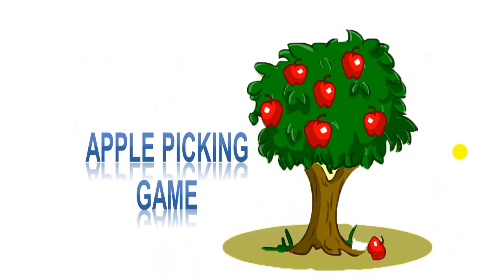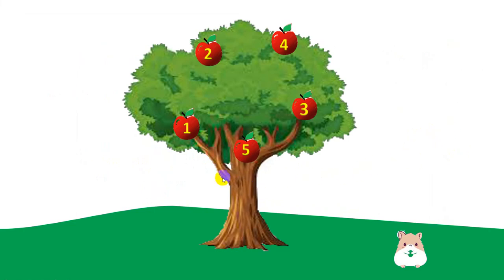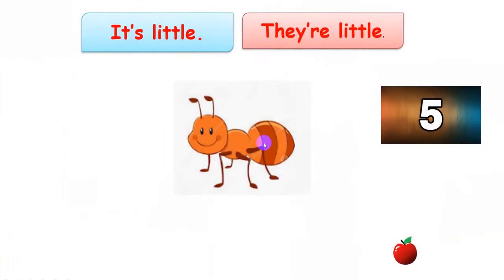Okay, next activity, you will play the games named Apple Picking. Are you ready? Now, can you see a lot of apples in the tree here? You will choose one number, one apple. For example, now I will choose number one. The picture here. And what sentence you can use? Is little or they're little? Now let's choose. You have 5 seconds.